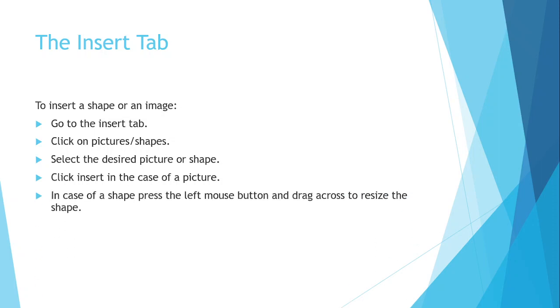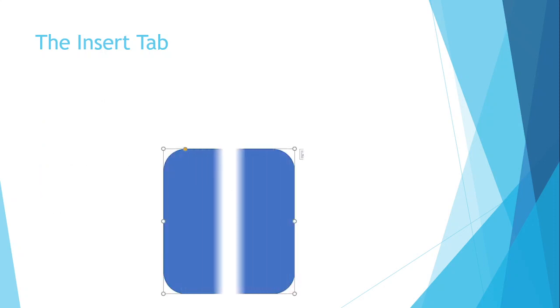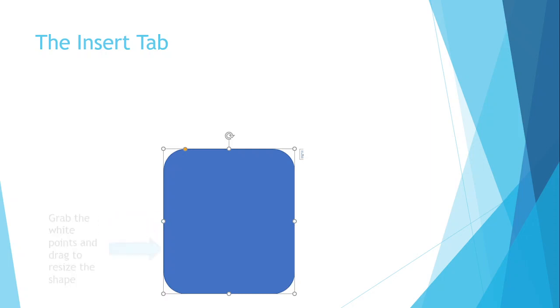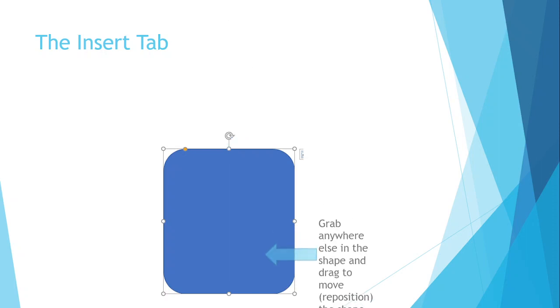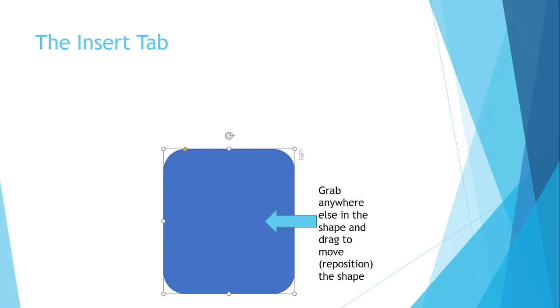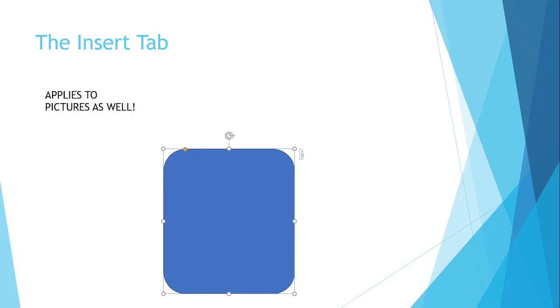Or in case of a shape, you press the left mouse button and drag across to resize the shape. Grab the white points and drag to resize the shape. Grab the circle and move to rotate the shape. Grab anywhere else on the shape and drag to move or reposition the shape. This applies to pictures just as well.